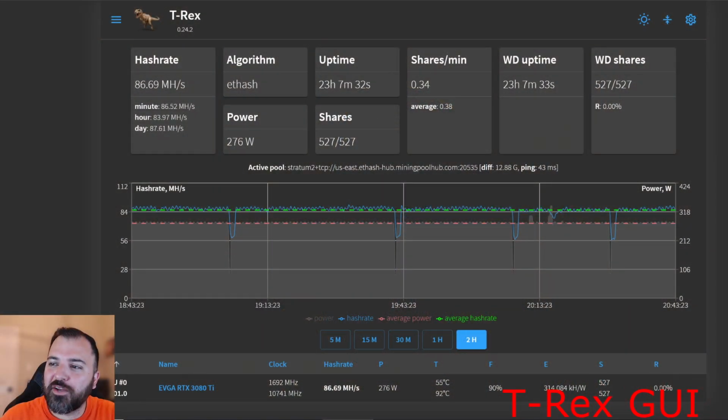And this time I want to talk about the 3080 Ti and what I'm currently mining with it. Spoiler alert, it's Ethereum. Alright, so let me show you real quick what I'm working with.